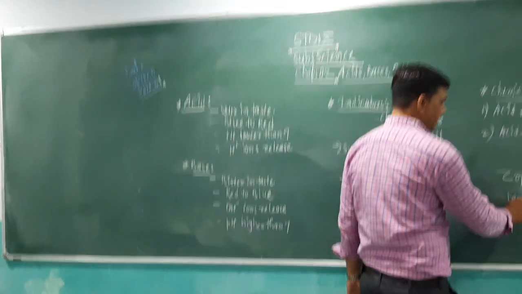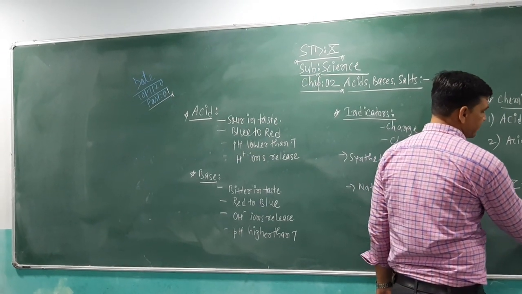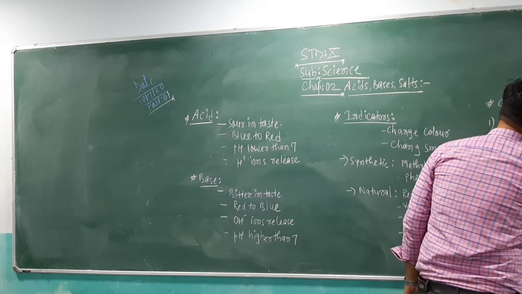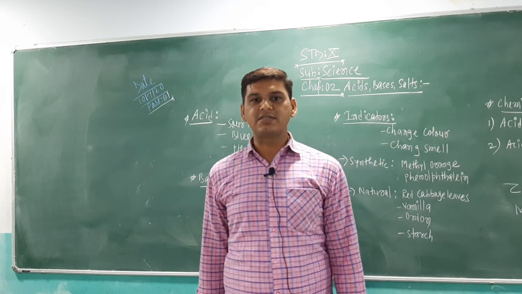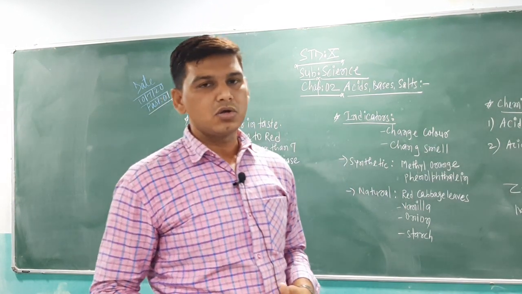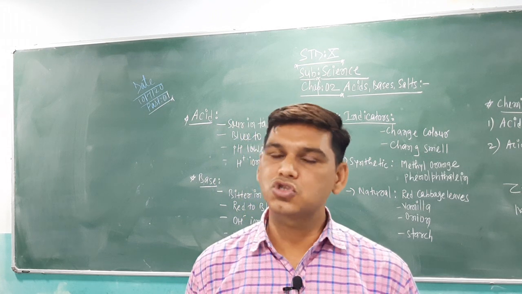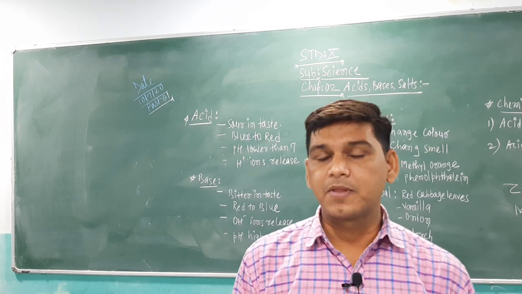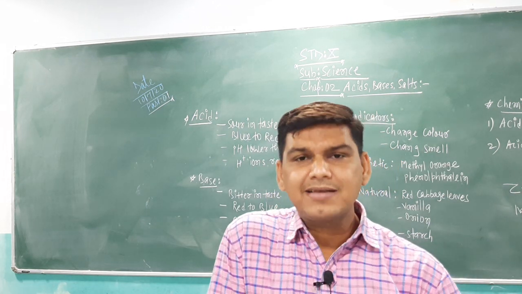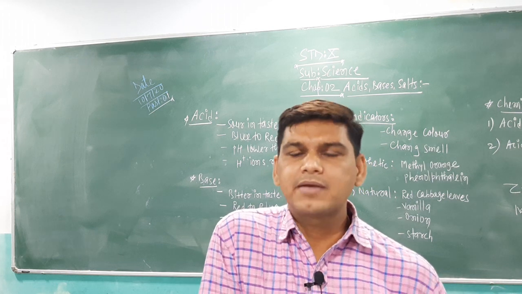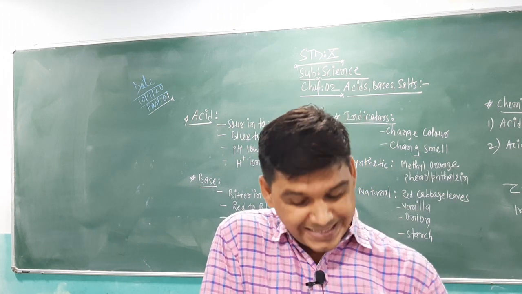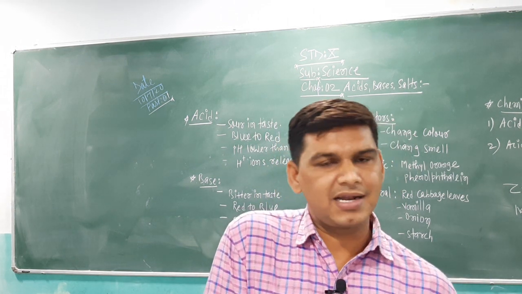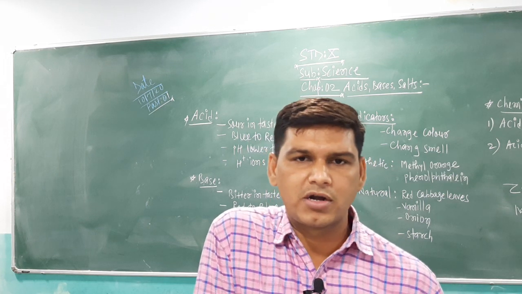Similarly, Mg plus 2HCl gives MgCl2 plus H2. So very simple. Any metallic substance reacting with an acid produces salt and dihydrogen gas. If zinc metal reacts with dilute HCl or dilute H2SO4, whether you react with H2SO4 or HCl, it always produces a salt and dihydrogen gas.